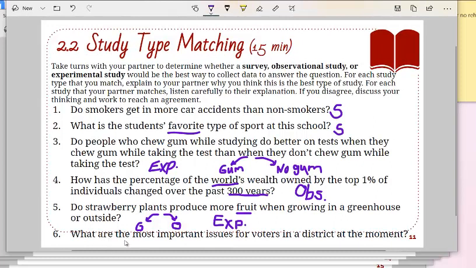And number 6, what are the most important issues for voters in a district at the moment? It's asking people for their opinion. If I'm asking for an opinion or their inner thoughts or ideas, this is going to have to be a survey. I can't tell their important issues just based on who they vote for, so I'd have to ask them that question.